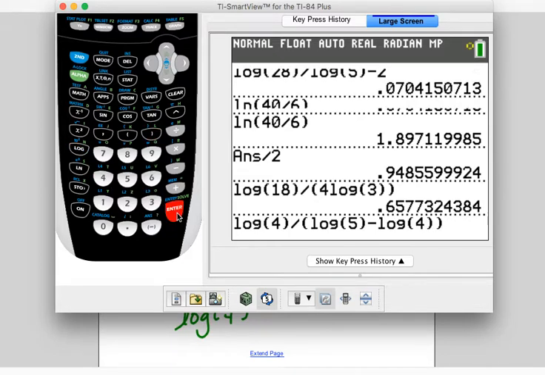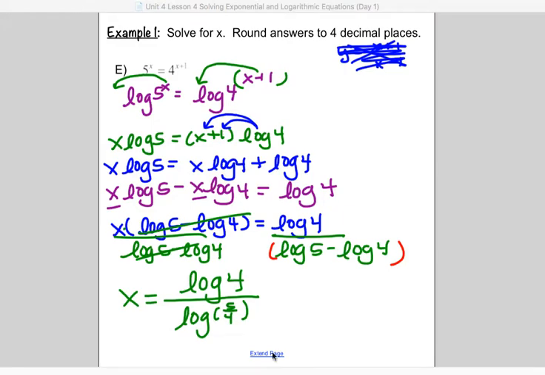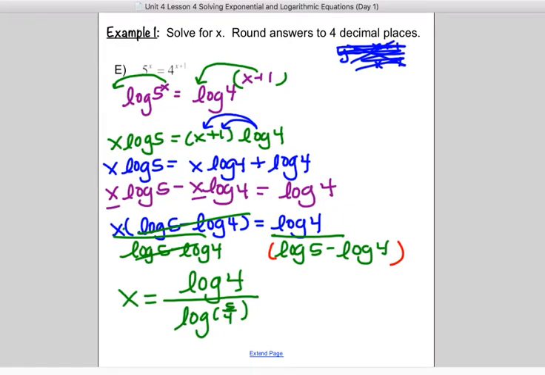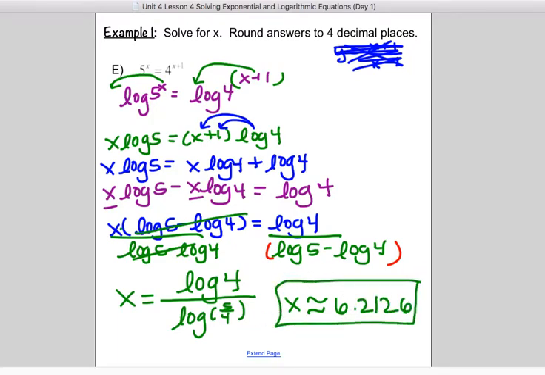Good. And then enter. So we go to our fifth, which is a 6. So it tells me I have to round the 5 up to a 6. So I should have 6.2126. So x is approximately 6.2126. Okay, and that is example E.